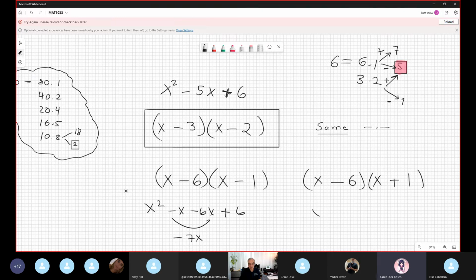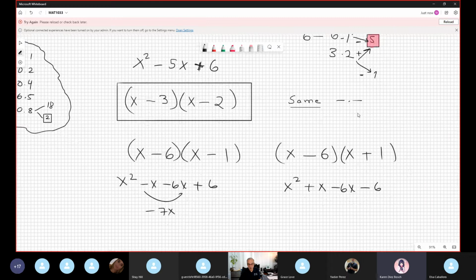You apply it again. X squared plus x minus 6x minus 6. Cool. Because when you combine here, it's minus 5x. Oh, exactly like the original. However, what is the problem? The problem is that my original is plus 6, not minus 6. Do you see it doesn't work either way? Do you see?